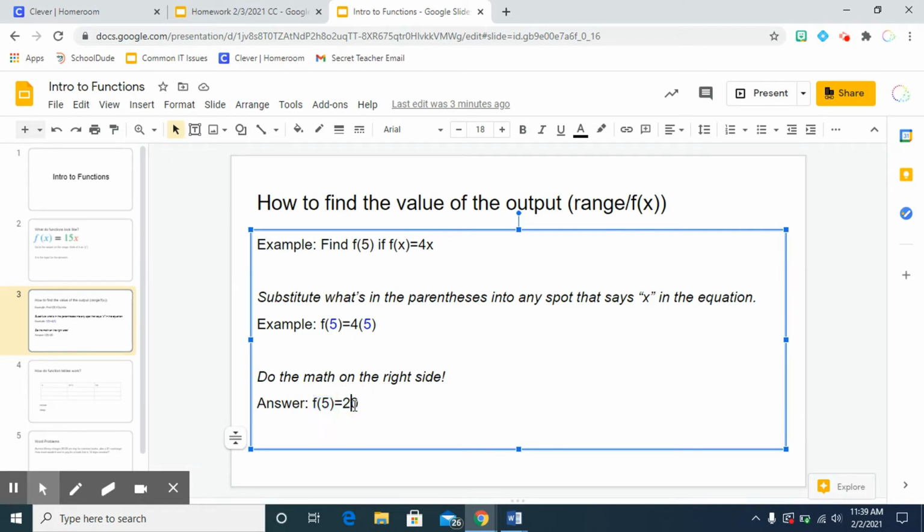So once again, all you have to do here, take the number in the parentheses, substitute anywhere it says x, and then simplify on the other side. And that's really all you have to do for each of these problems.